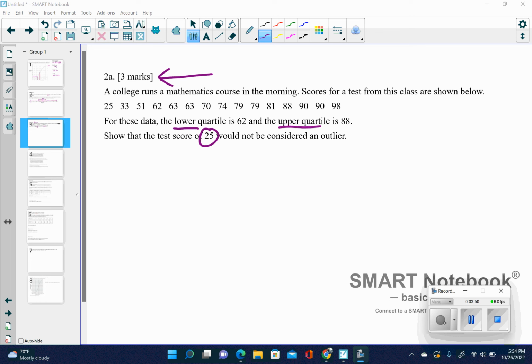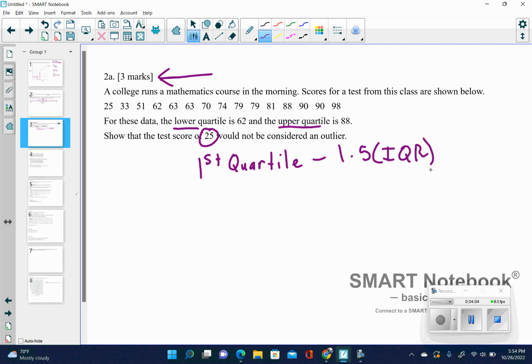The formula is going to be, you take your lower quartile, so the first quartile, and then it's minus 1.5 times the IQR. We wrote that down on our index card, hopefully. So the first quartile is 62. So we're going to go 62 minus 1.5 times.